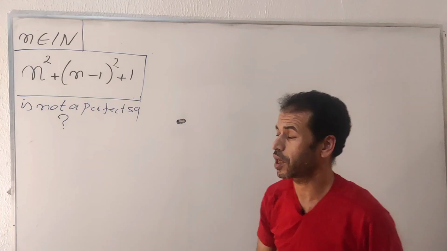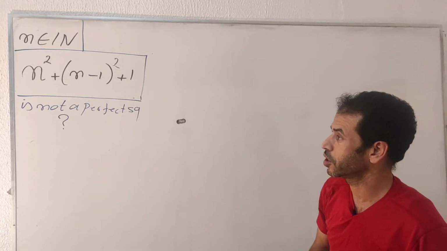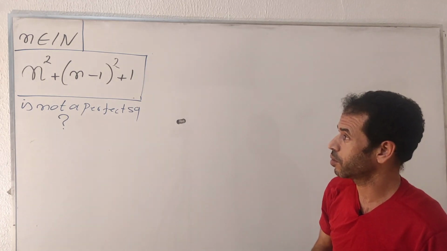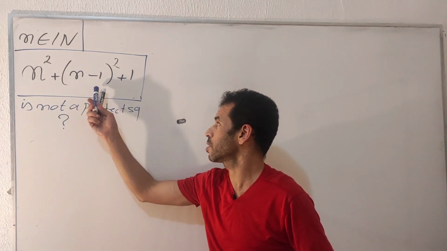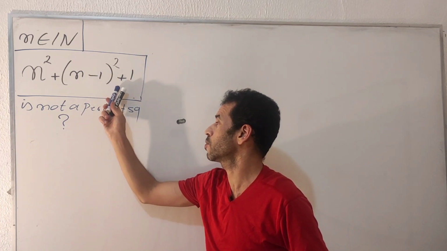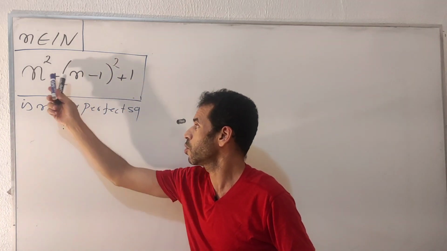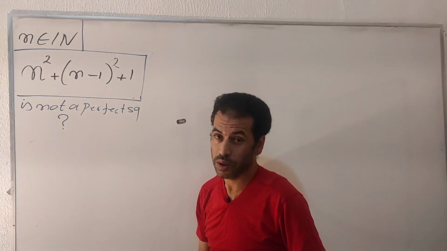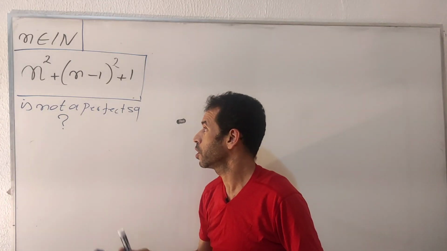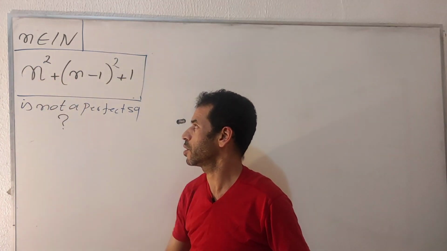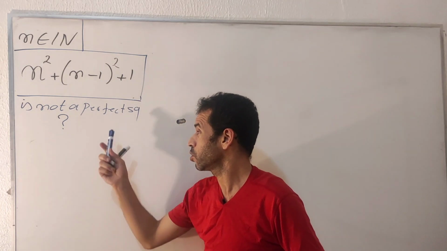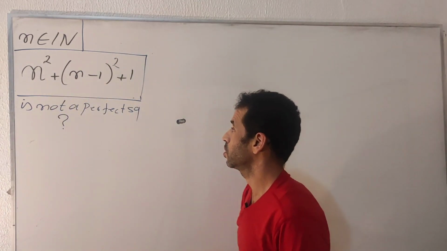So in today's video, here is a nice problem regarding arithmetical number theory. Here is the following setup. For all n as a natural number, we have this statement: n squared plus n minus 1 quinary square plus 1. Our goal is to prove this is not a perfect square. Usually the proof is to show something is a perfect square, but this time it is coming in the opposite way. Anyway, we are going to check.